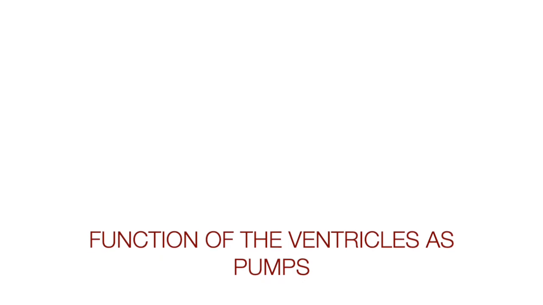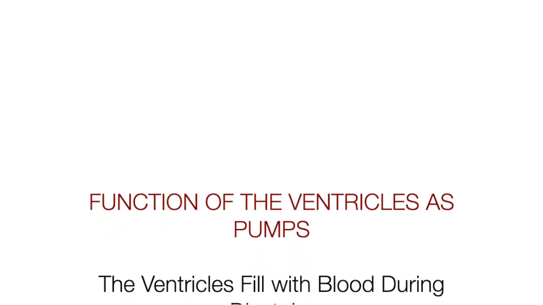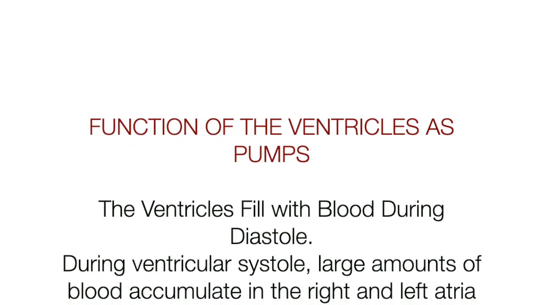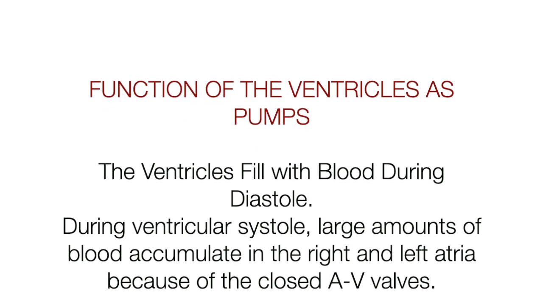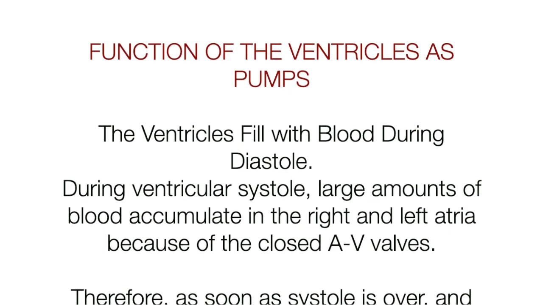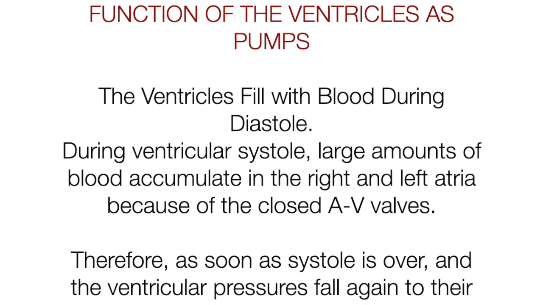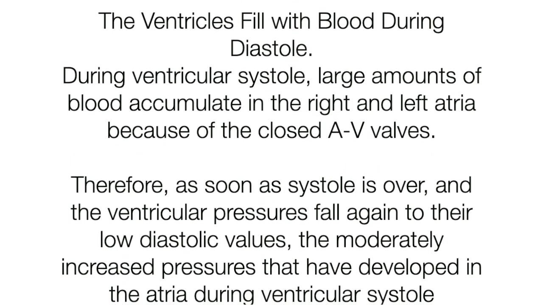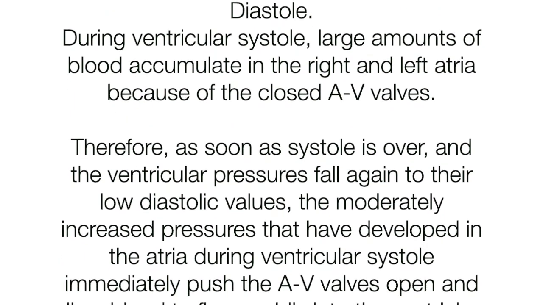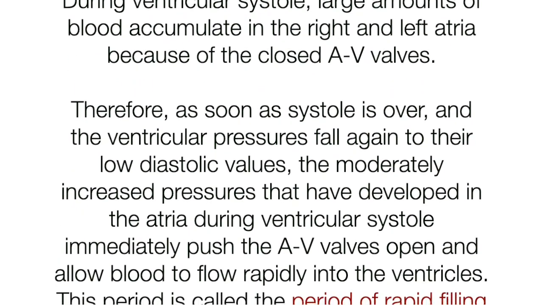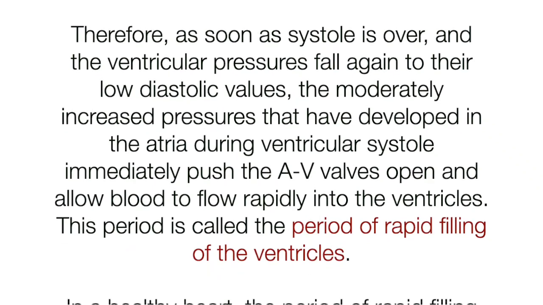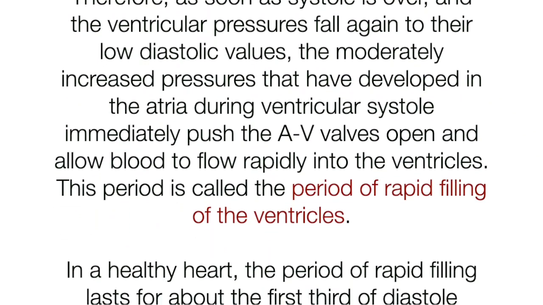Function of the ventricles as pumps. The ventricles fill with blood during diastole. During ventricular systole, large amounts of blood accumulate in the right and left atria because of the closed atrioventricular valves. Therefore, as soon as systole, that is contraction, is over and the ventricular pressures fall again to their low diastolic values, the moderately increased pressures that have developed in the atria during ventricular systole immediately push the AV valves open and allow blood to flow rapidly into the ventricles.